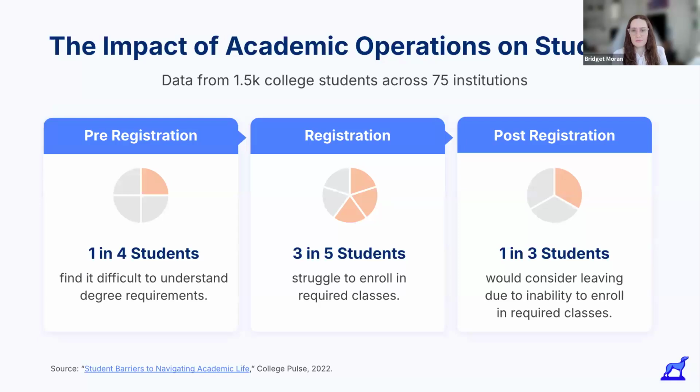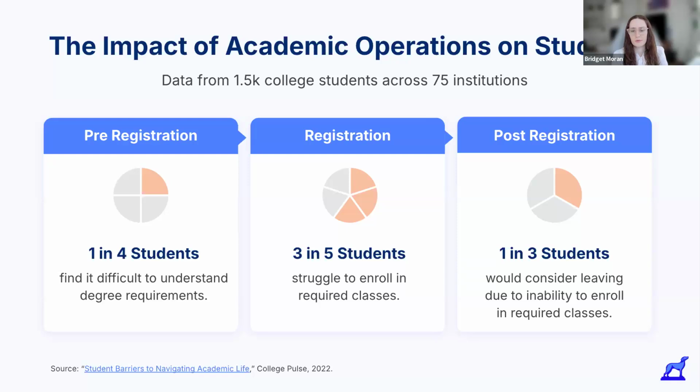So we put together some data on this because we really wanted to see how students are thinking about this. About a year or so ago, we partnered with College Pulse to conduct a survey of 1,500 students across the US. The focus of this survey primarily touched on some of the more student-facing functions that we'll be talking about today. So thinking about, how are they interacting with the course schedule? How are they interacting with the catalog?